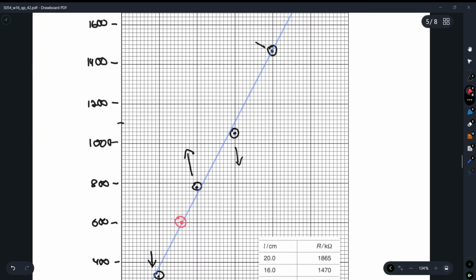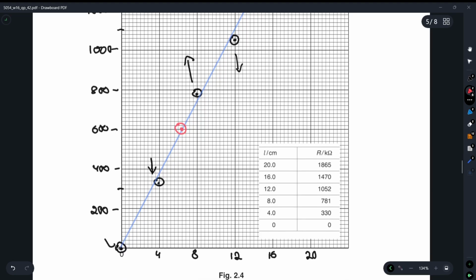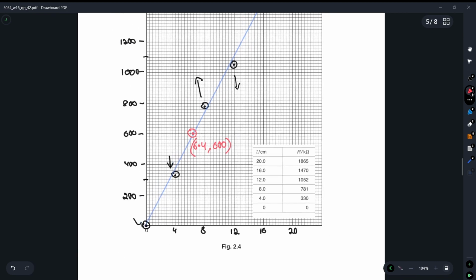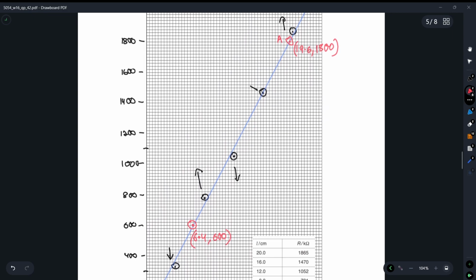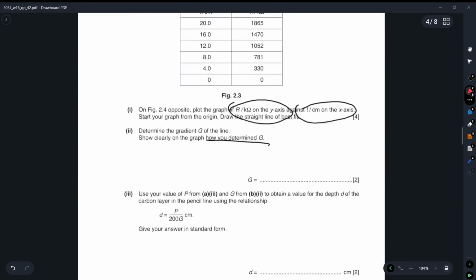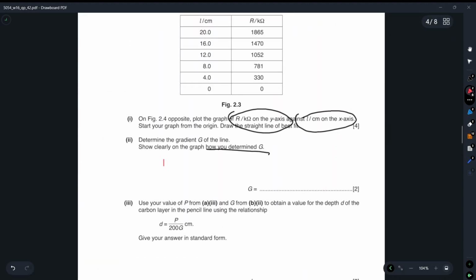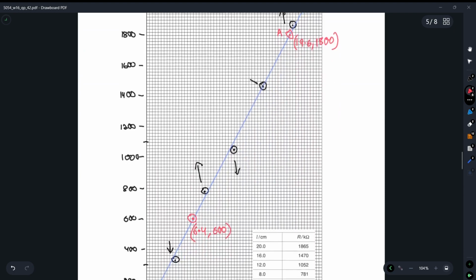All right. And then we have this one right here. So that's going to be 4 and then 6 more points. So this right here is going to be 6.4 and 600. ठीक है जी. So 19.6 and 1800, 6.4 and 600. So let's do that. 19.6 and 1800, 6.4 and 600. I hope these are correct.